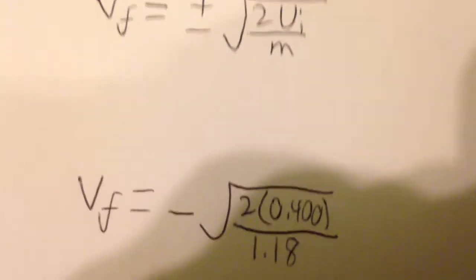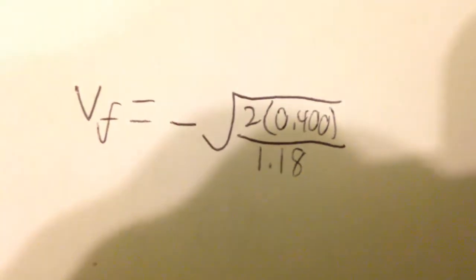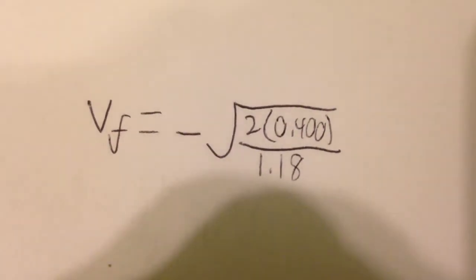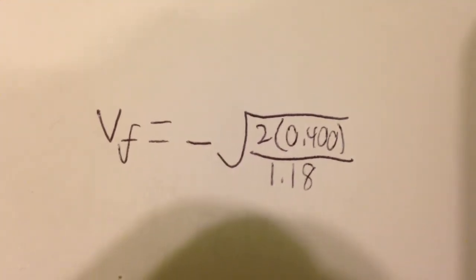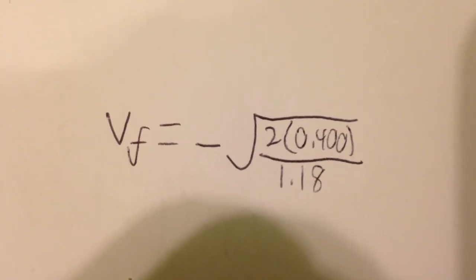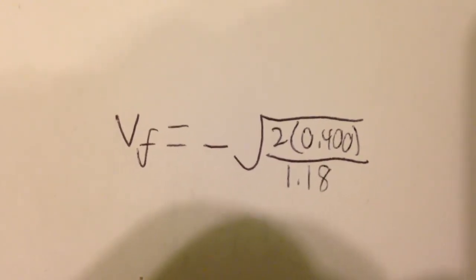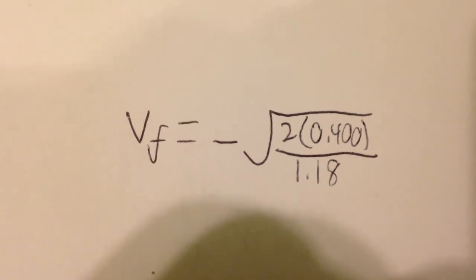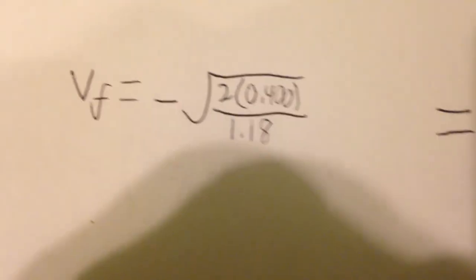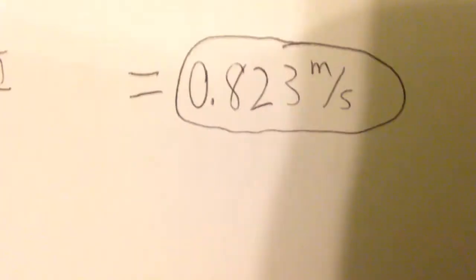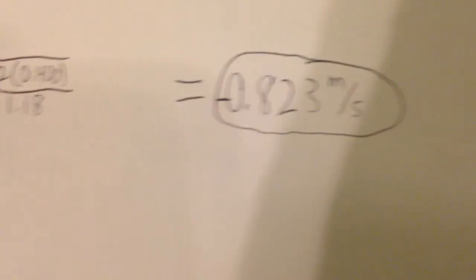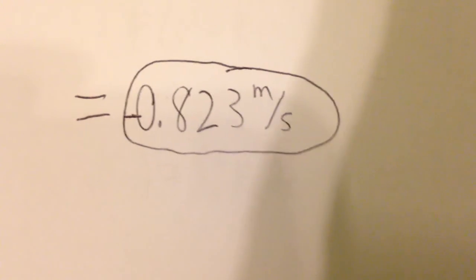Plugging that in, we get that the final velocity is equal to negative the square root of 2 times 0.400 over 1.18. It's a negative sign because the velocity of the particle will be to the left since we pulled it to the right initially. So it's going to move to the left, giving it a negative velocity. Solving for that, we get that the velocity is equal to negative 0.823 meters per second.